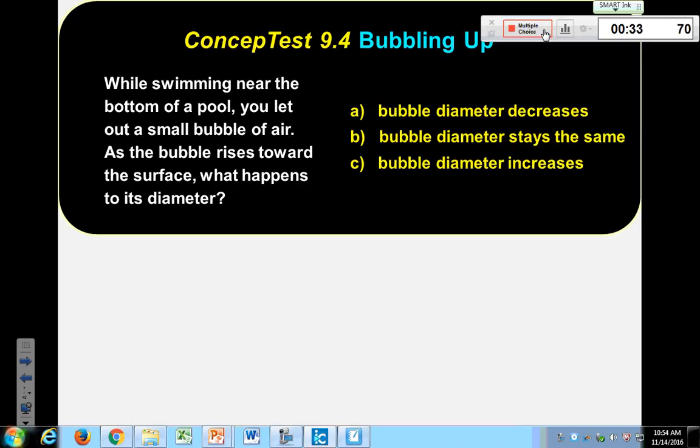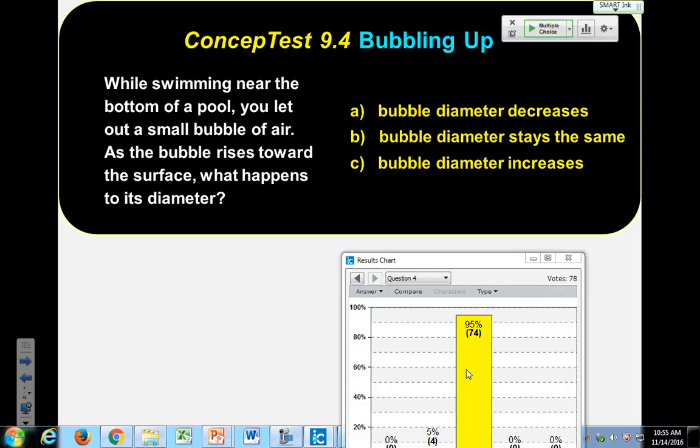What happens to its diameter? All right, we'll stop at 50. Okay, good. C is right.